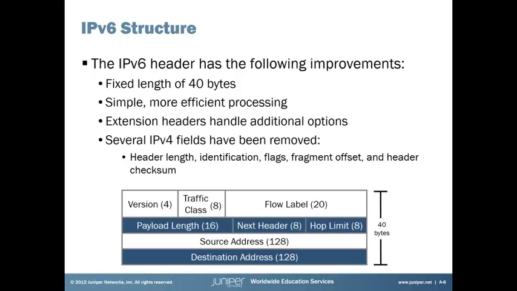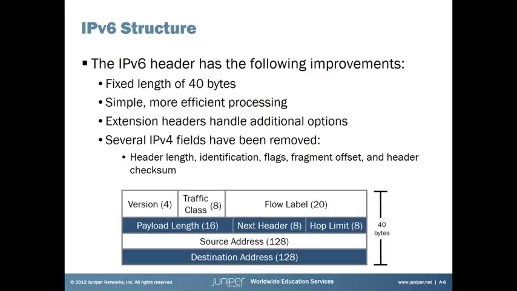So it is simple, it's more efficient as far as the way it is processed. Extension headers handle these additional options. Some fields have been removed. The header length field is removed. Why? Because you don't need it, because it's always 40 bytes, so we don't need to say how long it is. There's some identification, flags, fragment offsets, and header checksums have been removed.